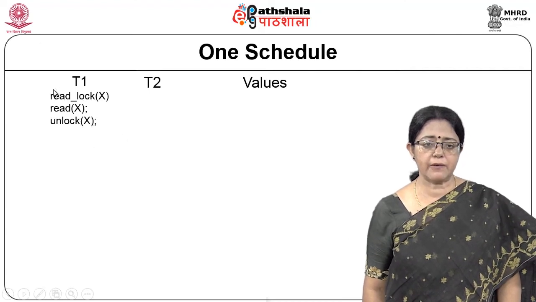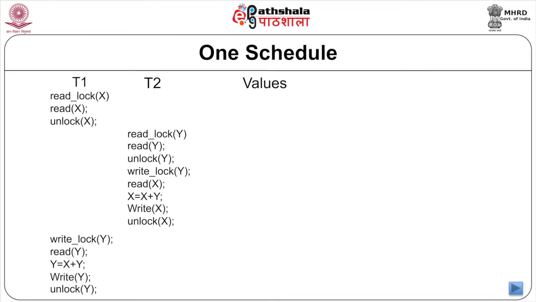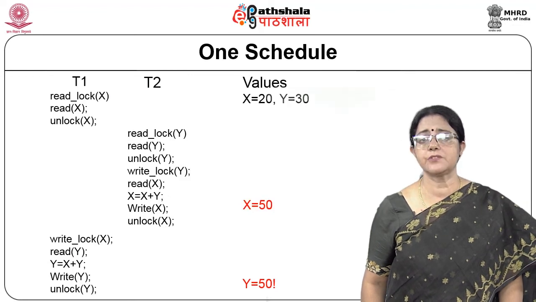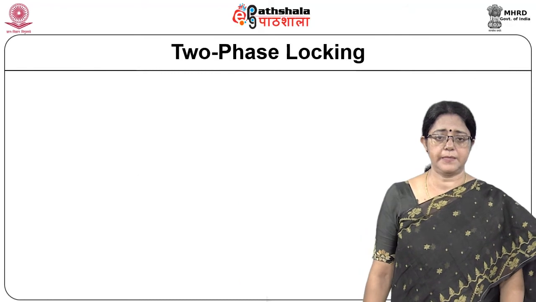But there is a schedule. First we acquire the locks of X, and then we allow T2 to execute, and then we allow T1 to continue the rest of it. We see that with the initial value of X equals 20 and Y equals 30, X becomes 50 and Y also becomes 50 by this schedule. So, this is not a serializable schedule. It does not possess serializability.